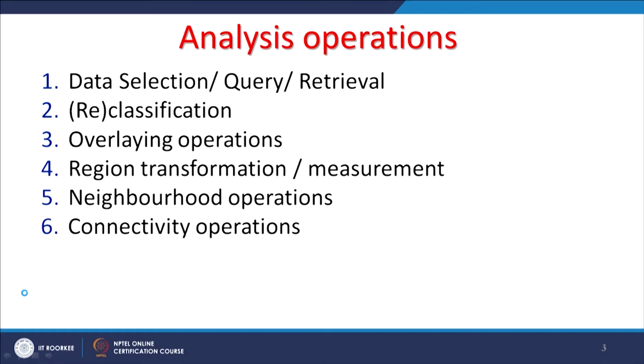Then another analytical operation of GIS is the connectivity operations. So we will also have a discussion on that later on. So the first one is the attribute or spatial query or retrieval.